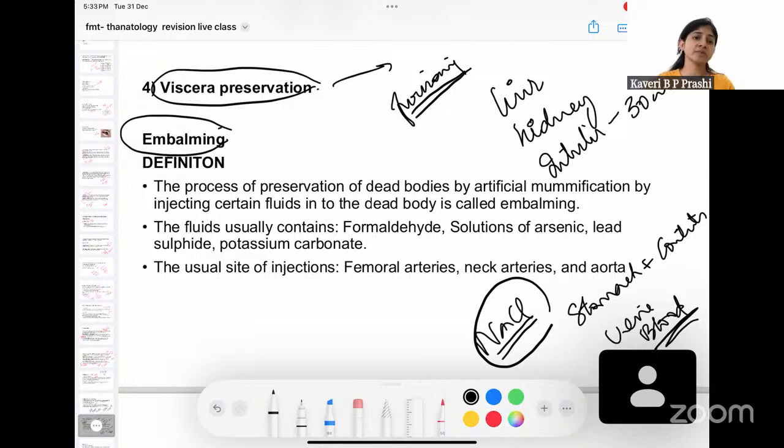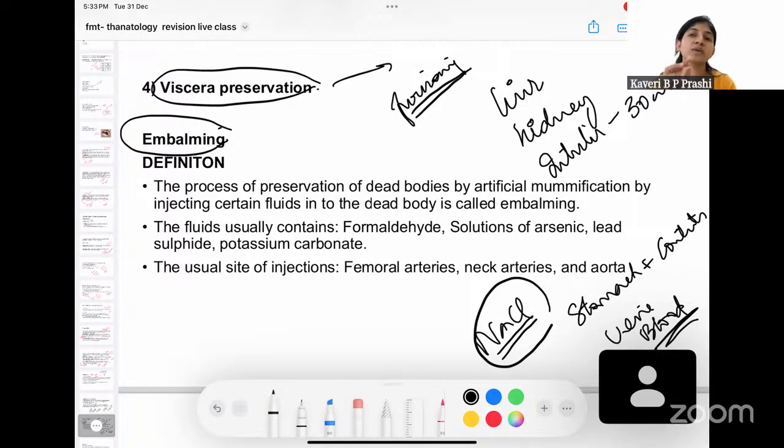Okay. Next part, we'll be discussing embalming. So what is the definition of embalming? It is a process of preservation of the dead body by artificial mummification. When a natural mummy forms, how does a mummy look? If you've seen an image, it looks all shrunken, withered. The body is going to be very small. That is how a mummy appears.